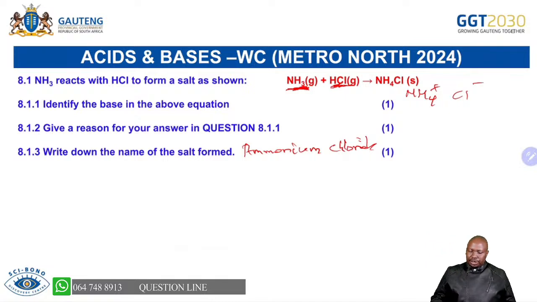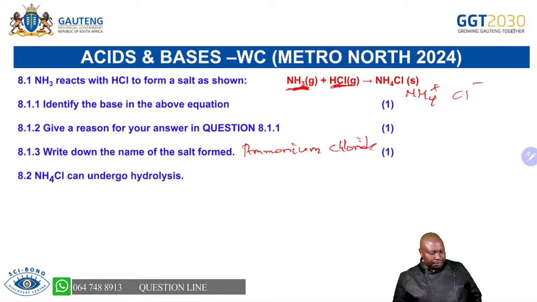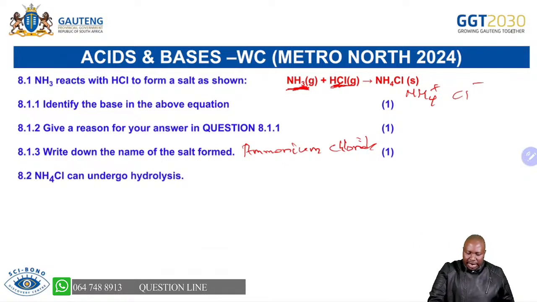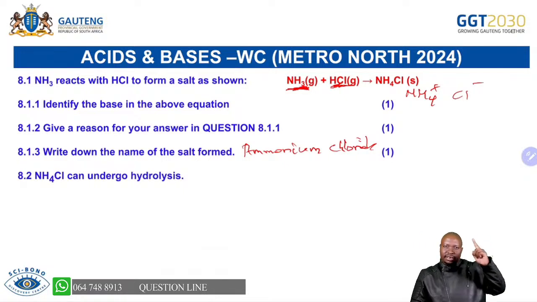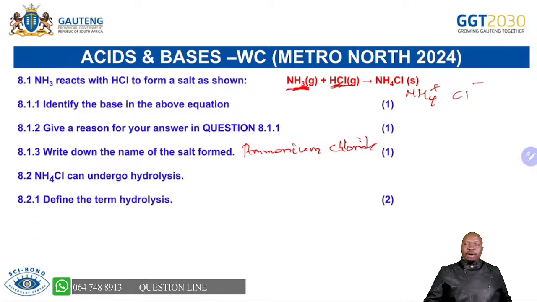As you can see in that question, learners were asked to write down the name of the salt that is formed. Now, ammonium chloride can undergo hydrolysis. Remember, you now know that question, and then you can answer that question with no problem.